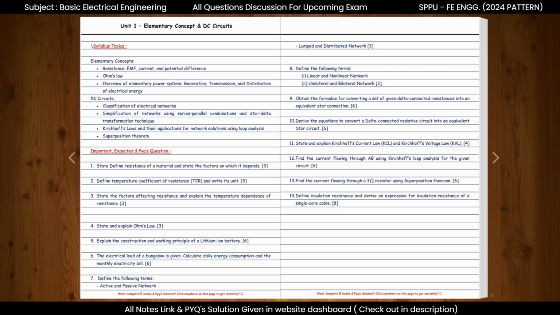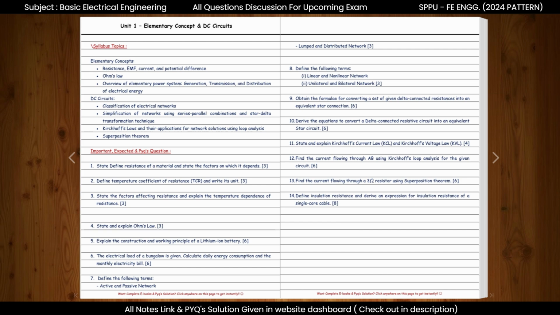Alright, let's move on to our next important topic: Ohm's law. From this topic, we can expect questions such as state and explain Ohm's law. Ohm's law states that the current through a conductor is directly proportional to the voltage across it and inversely proportional to its resistance, provided temperature remains constant. Mathematically, it is written as V equals I multiplied by R. This law is the foundation of almost all circuit analysis and helps us understand how voltage, current, and resistance are related.